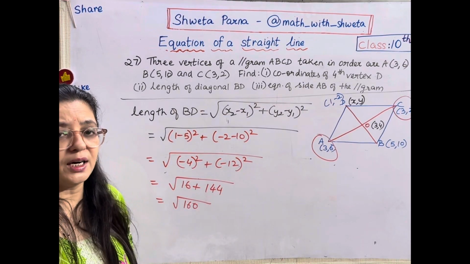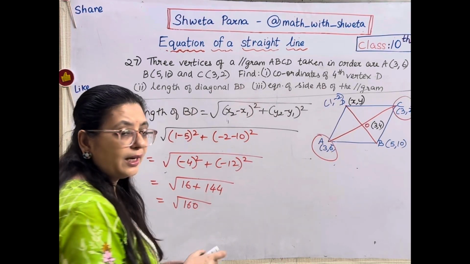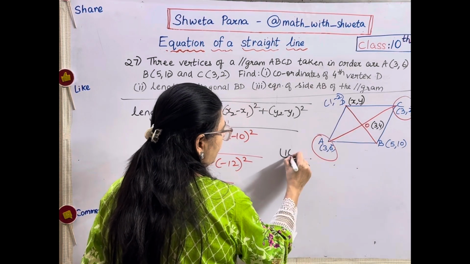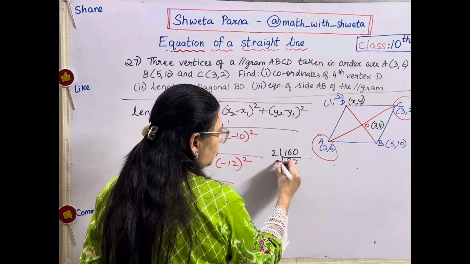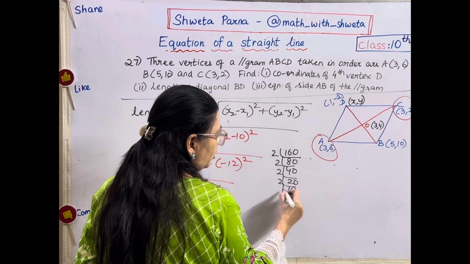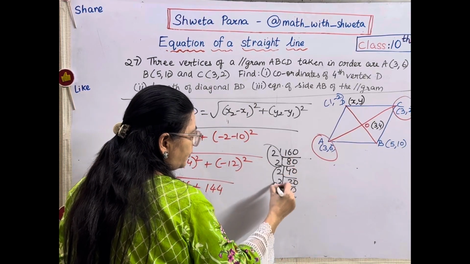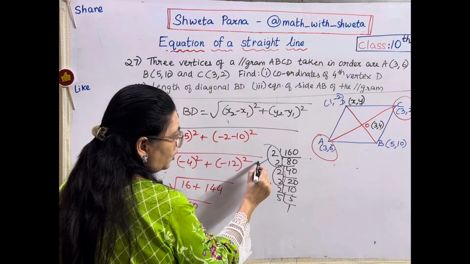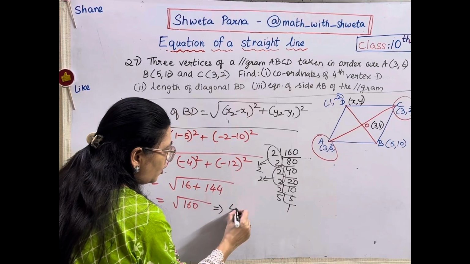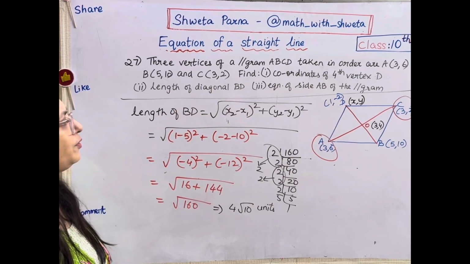You should not leave the answer in root like this. You will have to find the prime factors and then get to the simplest root. So the prime factors of 160 are 2, 2, 2, 2, 2 and 5. Now form pairs. So from here you will take 2, from here you will take 2. So 2 twos are 4. So this will become 4 root 10 units. This is the length for BD.